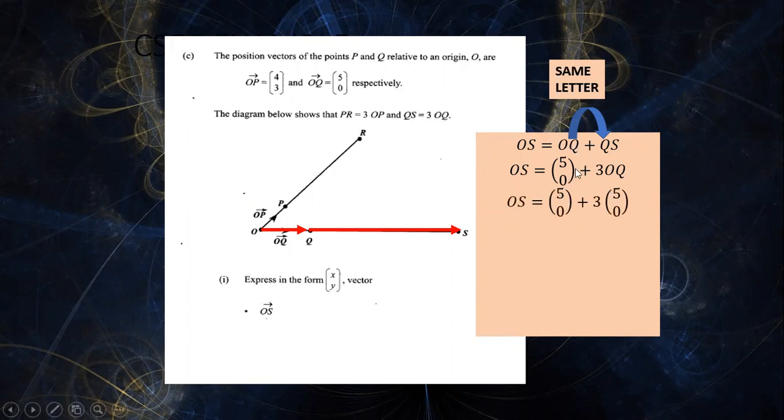OQ is what? (5,0). So 3OQ will be 3 multiplied by (5,0). Next, it's going to be (5,0) plus 3 times (5,0), which is (15,0). Next, OS is equal to (20,0). Any questions there? That makes sense because we are going straight across and not going up or down to get to S. Does that make sense, everybody? Please comment if you think it makes sense.